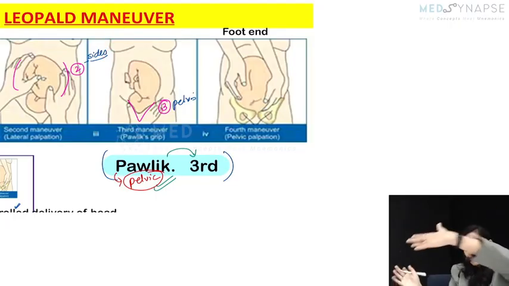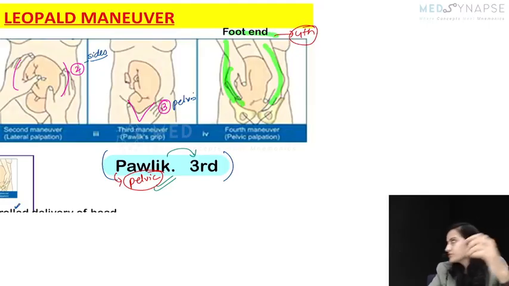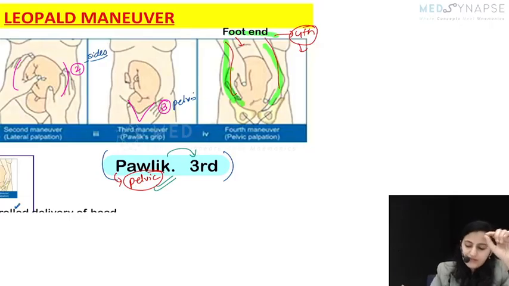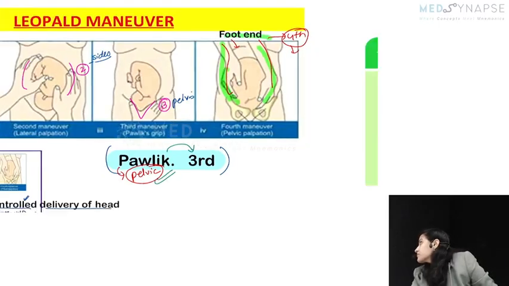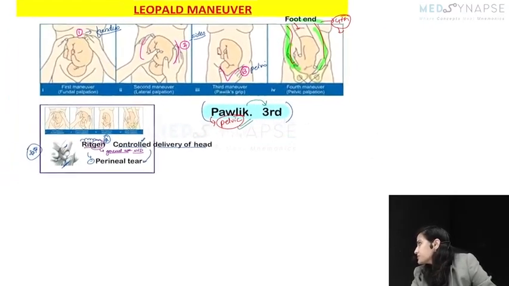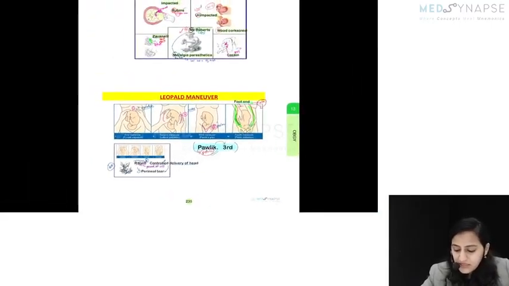Now, when the examiner turns, comes towards the foot end, and then the two hands are coming from here. That is when it is the last one. That is the fourth. So the foot end one is the fourth. When the examiner is facing towards the foot end, that is the fourth maneuver. Right, so this is 1, 2, 3, 4. The Leopold maneuvers, Pawlik is third. Remember that.